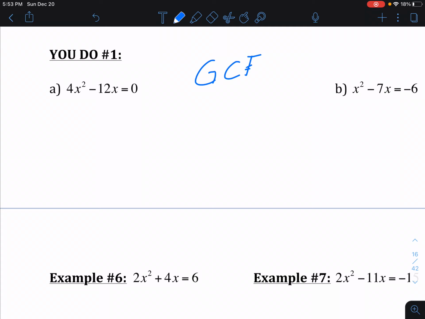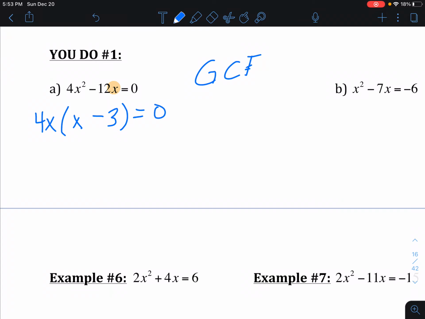So the GCF here between 4 and 12 is 4. And for x squared and x, we go with the smallest exponent, so that would be x. And then we divide by 4x. So 4x squared divided by 4x would be 1x. Bring down your minus sign. And then 12x divided by 4x is 3.